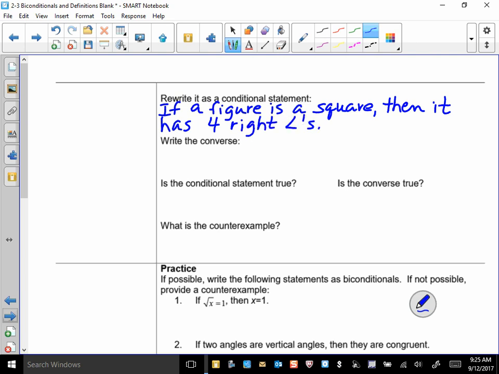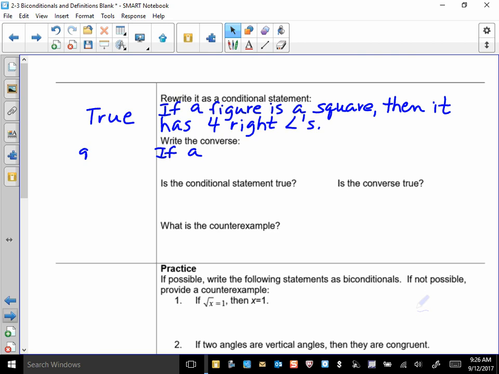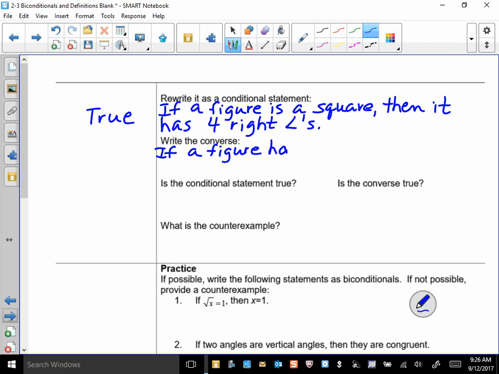Okay, write the converse, because remember, we need both the conditional and the converse to be true. Is the conditional true? If a figure is a square, then it has 4 right angles. Yes, that's true. So far so good. Write the converse. Remember, this is if Q then P. If a figure has 4 right angles, there's my Q, then it is a square.